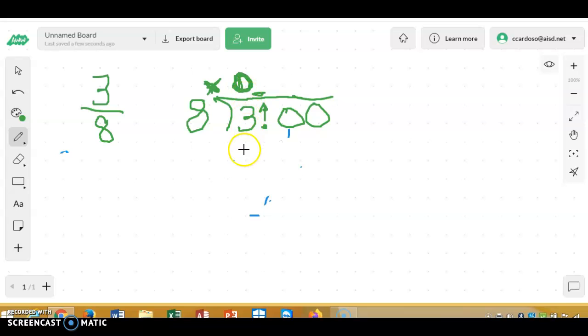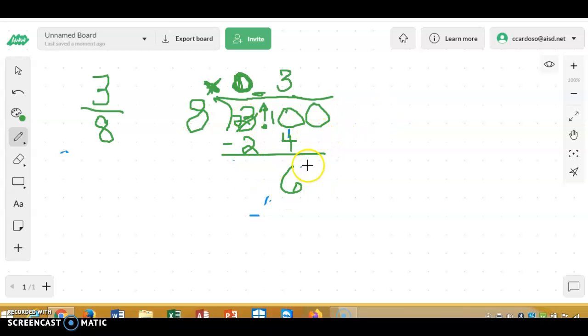So put the 0 there to hold the place. 8 not into just 3 now, but 8 into 30. Think your 8 times tables. What is 8 times 3? Oh, it's 24. Subtract. Can't take 0 minus 4. Cross this out and borrow. That becomes 10. 10 minus 4 is 6. 2 minus 2 is 0.